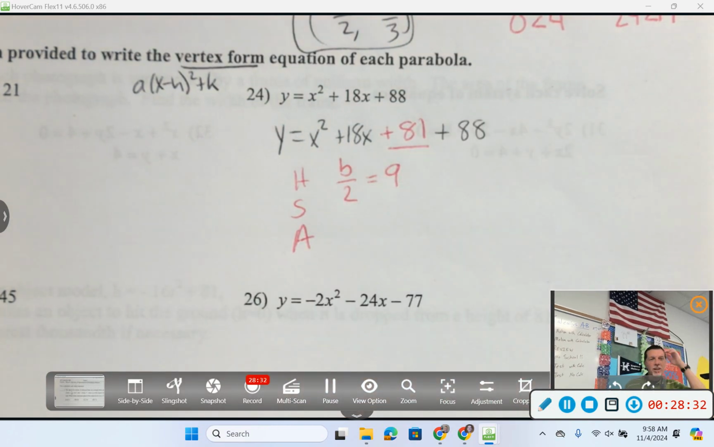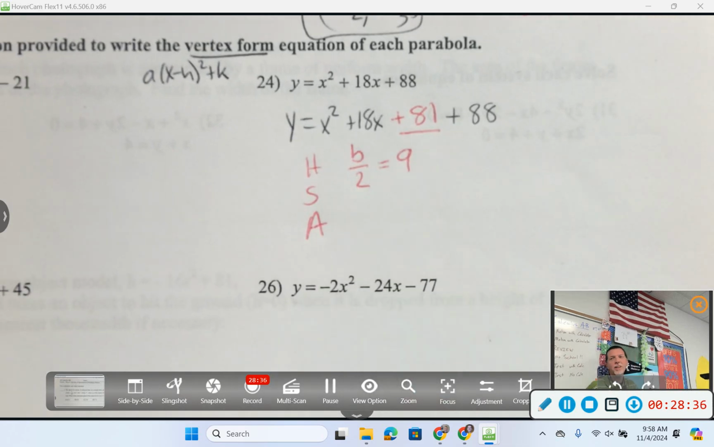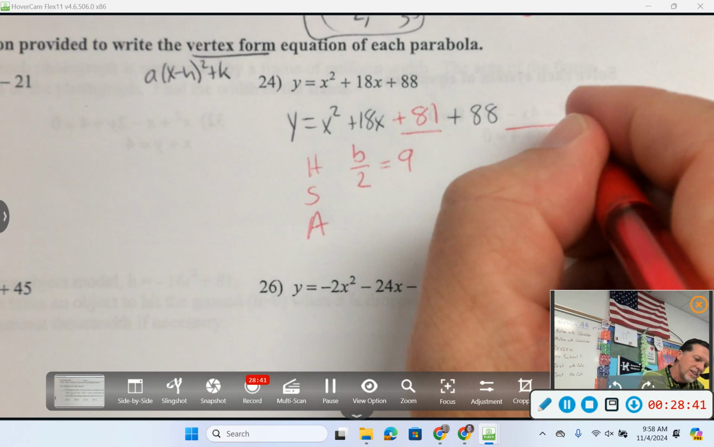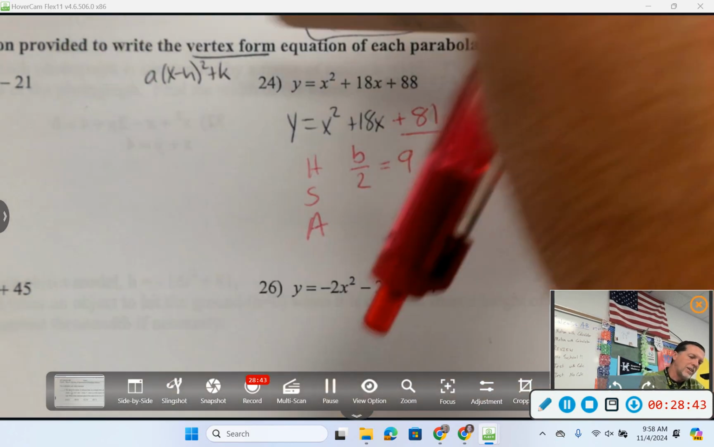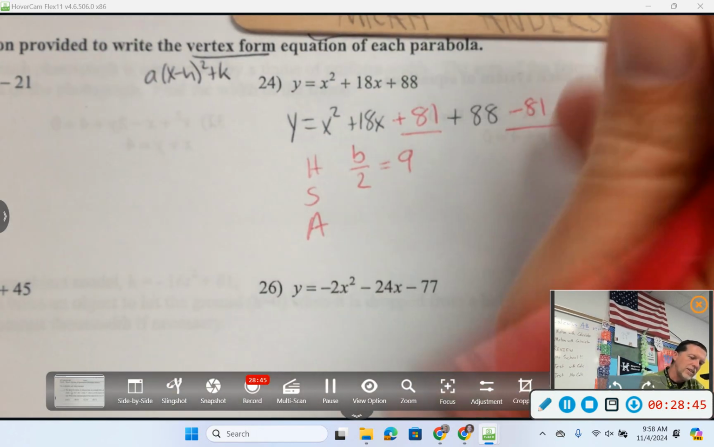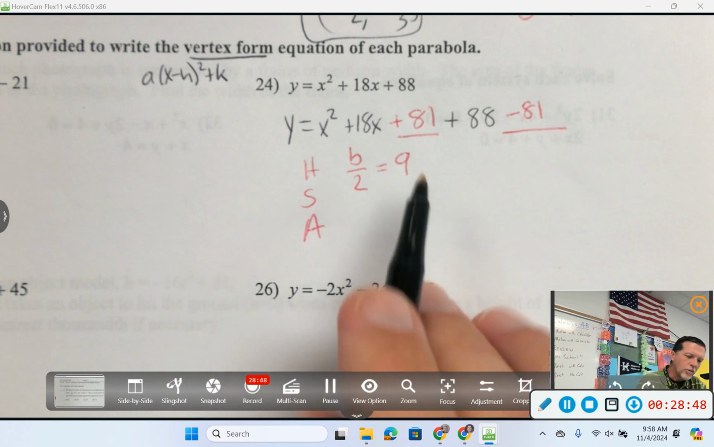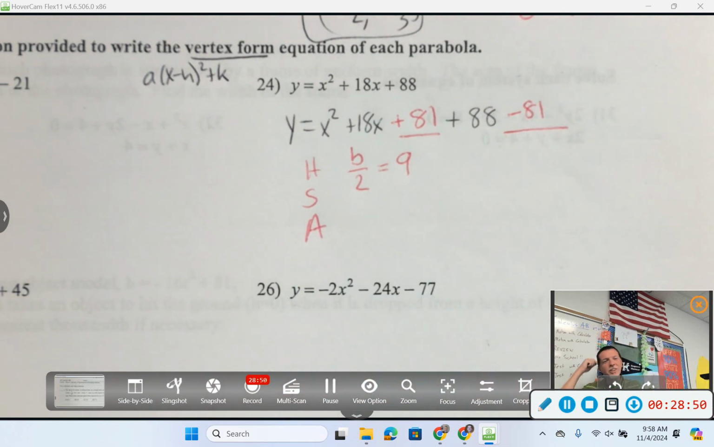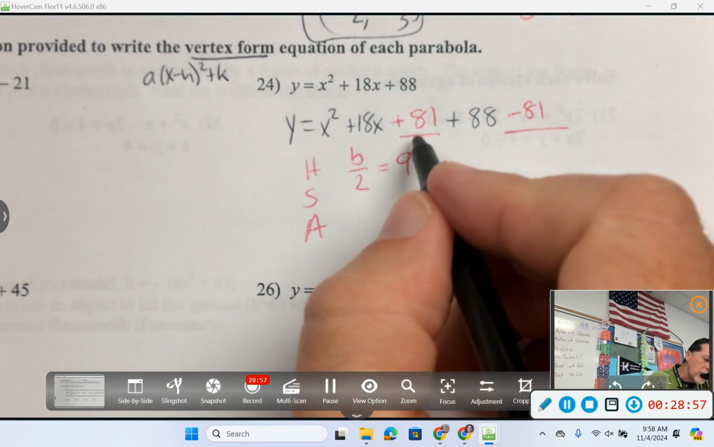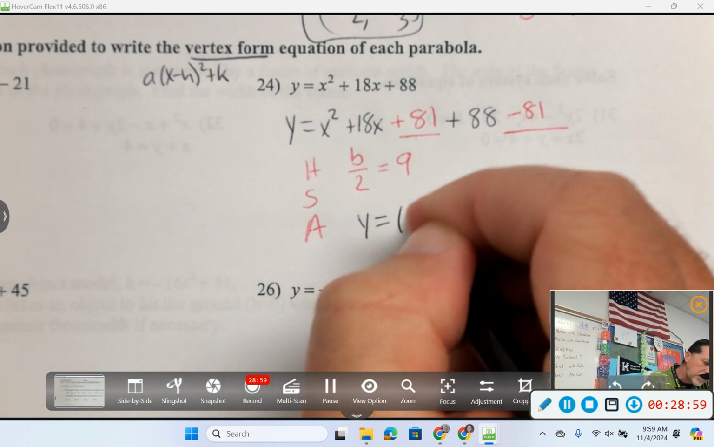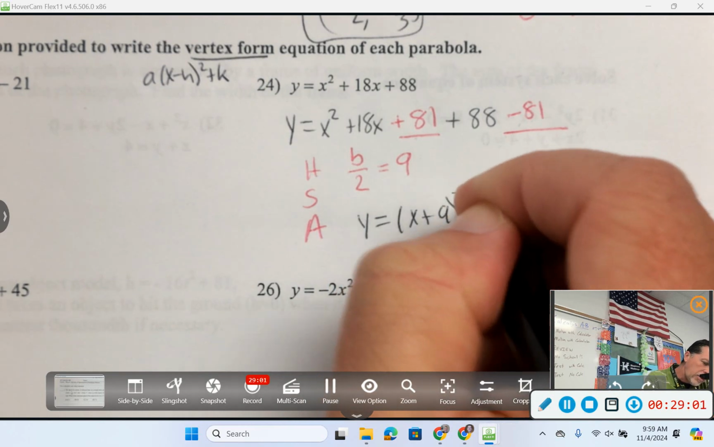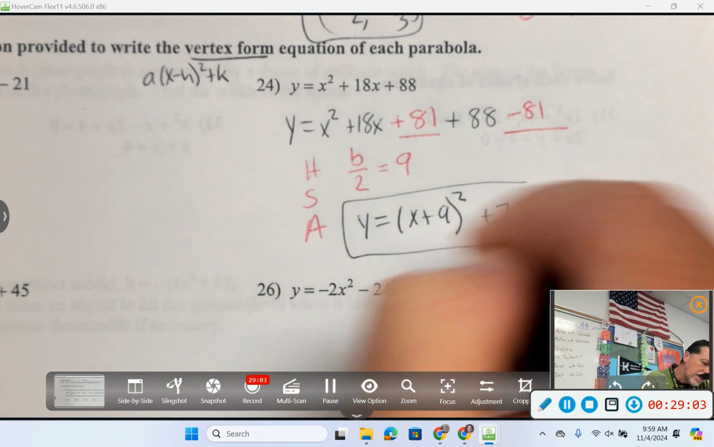Okay, I wrote plus 81. That's okay, that completed the square. But obviously I can't just put plus 81 into a problem. That's not legal. Unless I also... What else do I need to do, Micah? Minus 81. So this one was kind of the easier style where there wasn't a number out front where we had to think about, well, did I add, did I subtract? Is there a 2 or a 3 out there? This was just a plus 81 minus 81. X plus 9 squared plus 7.